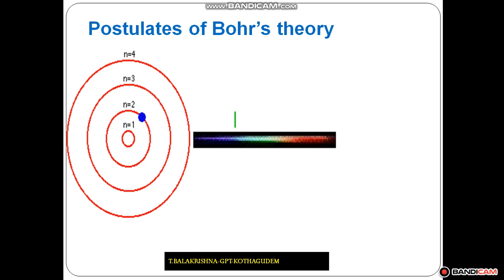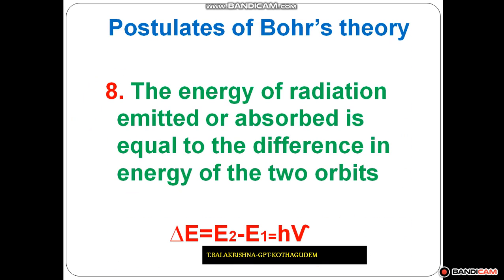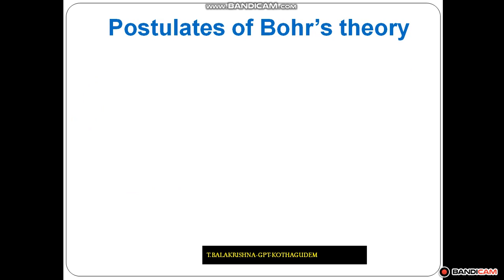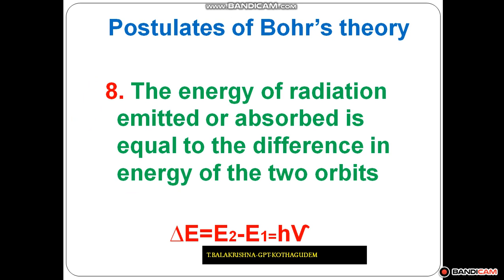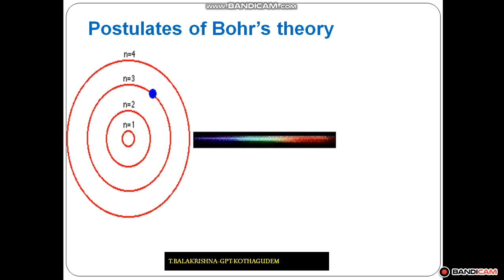That radiation energy is calculated by the formula ΔE = E2 - E1 = hν. The energy of radiation emitted or absorbed is equal to the difference in energy of the two orbits. So when the electron jumps from the fourth to the second orbit, the energy of the fourth orbit minus the energy of the second orbit is released from the atom. That energy is called radiation energy.